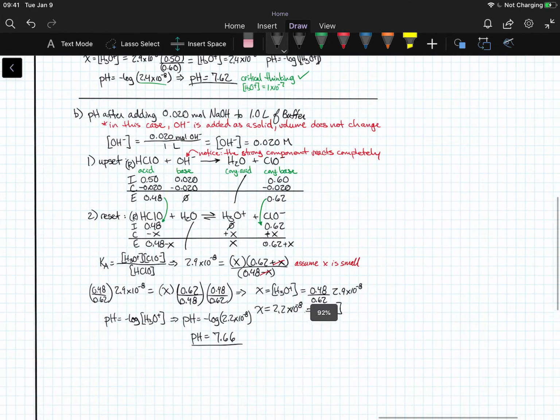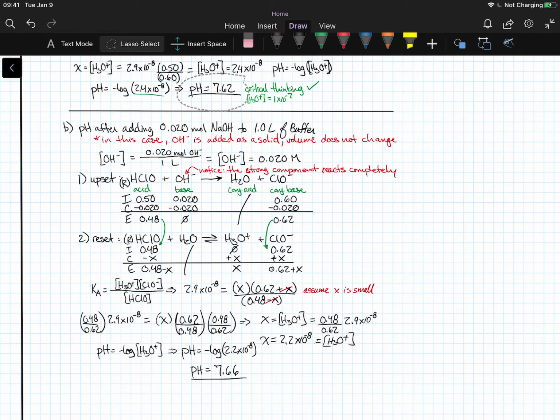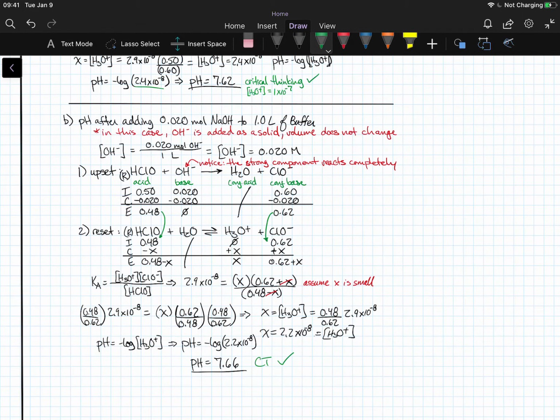Now this looks good. So if we compare our initial pH of the buffer before we added anything, it was 7.62. Now it's 7.66. Again, just a quick critical thinking check. We added some hydroxide to it. The pH should go up a little bit and get a little more basic, but it shouldn't get that much more basic. And sure enough, it didn't. It only went up by 0.04 pH units, which is pretty good. So our buffer is resisting a change in pH.